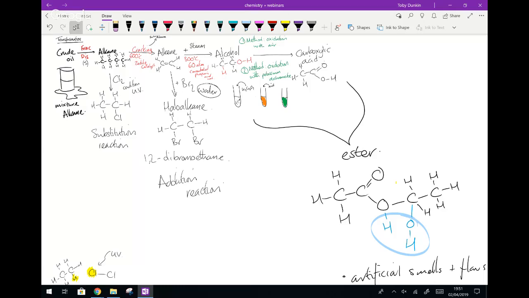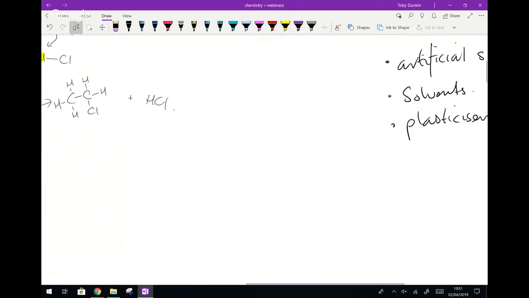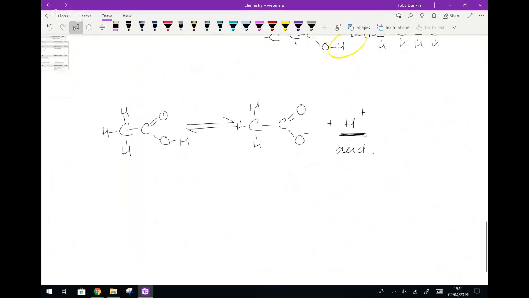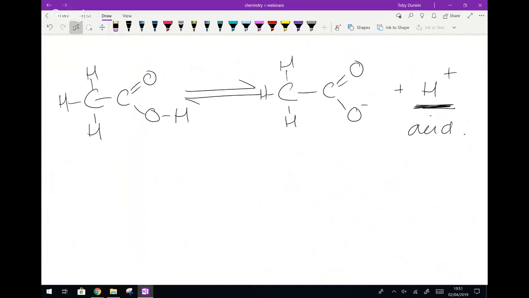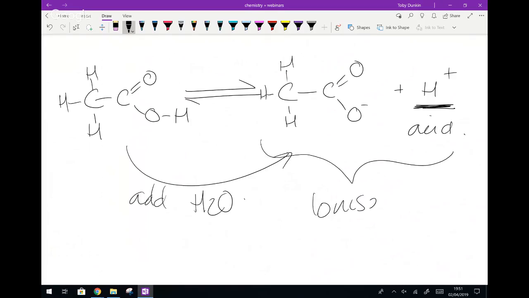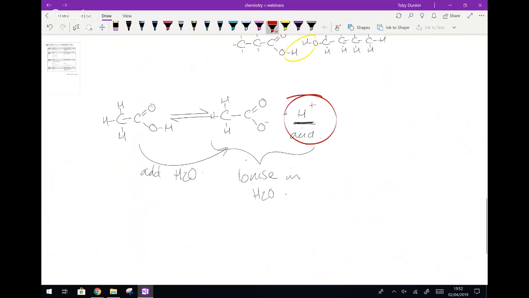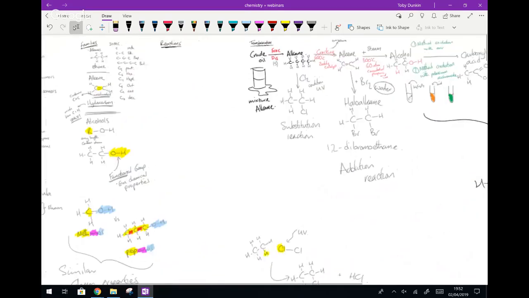Reiterating a question, what makes carboxylic acids acidic? Sarah, carboxylic acids are acidic. Did I not answer that question? I clearly didn't do that very well. When you put a carboxylic acid into water, add H2O, they will dissociate. They ionize in water, in H2O, to produce H plus, which is acidic, which is what makes an acid an acid.